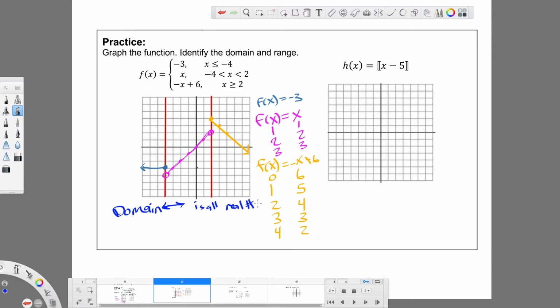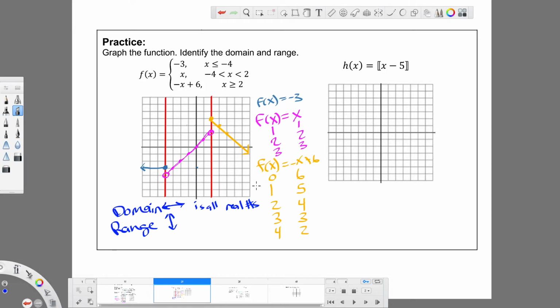Okay? And the range, remember that's up and down. Do we have any limits here? Well, this would definitely be a limit because we're not going down any farther. So we identify the point at which we no longer go down or we no longer go up.